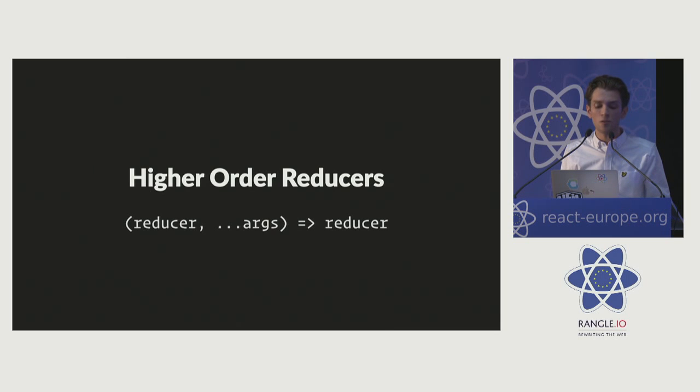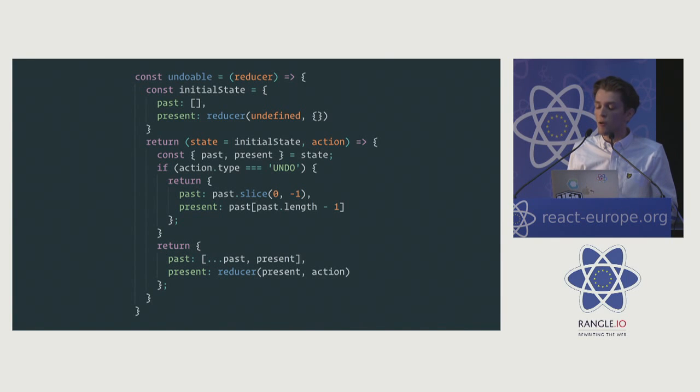For example, higher order reducers are functions that take your reducer as an argument, take some additional arguments, and return another reducer. If you're familiar with higher order components in React, this is kind of the same pattern, but for reducers. Here is an example of a higher order reducer called Undoable that augments your reducer with logic to keep track of the undo stack. So you can implement undo and redo with any kind of data.